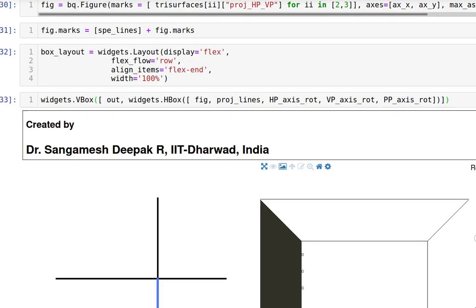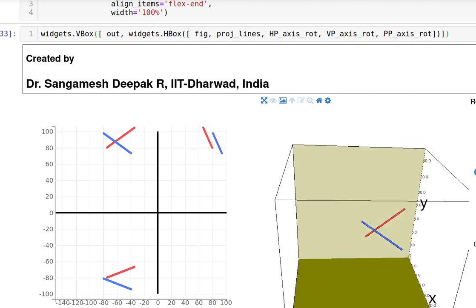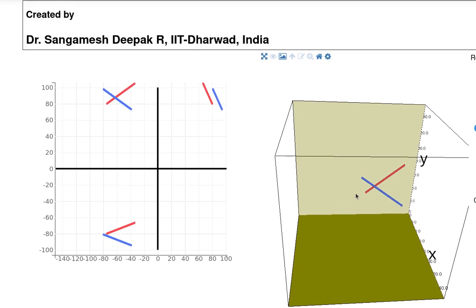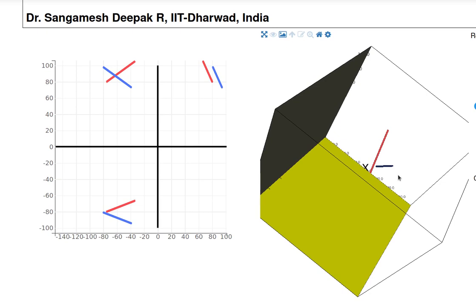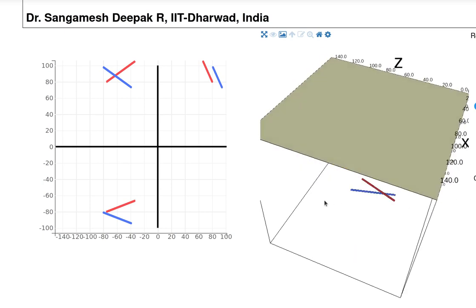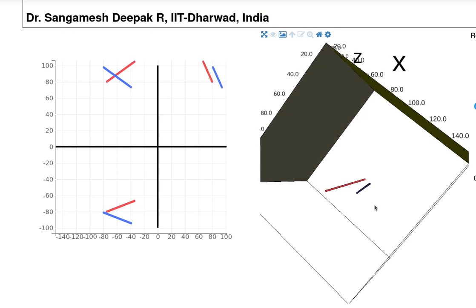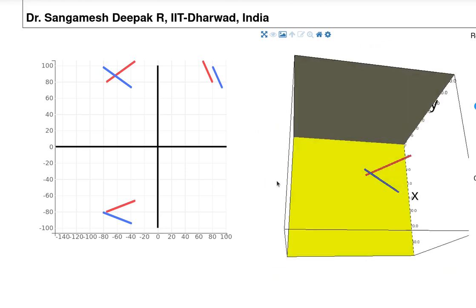Let me just show it here. You can see there are two lines here, and they are not intersecting. It is very clear. There is also a shortest distance between them, and we want to find it. What is the shortest distance? What should be our strategy in order to find this?